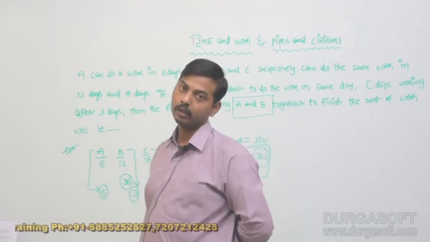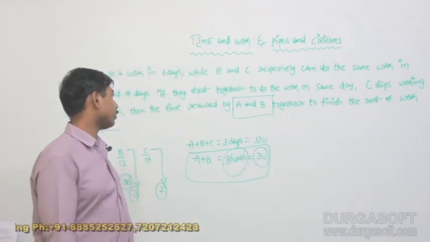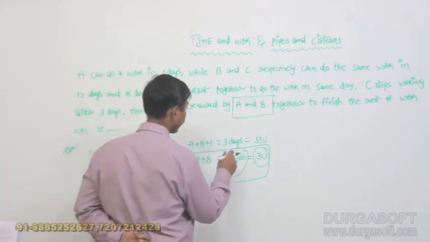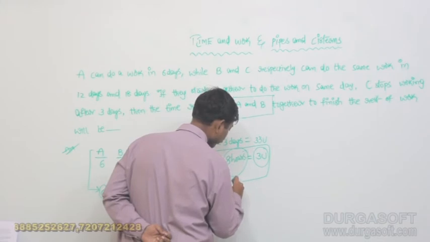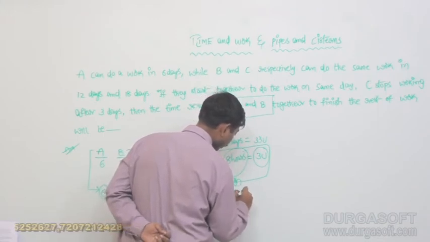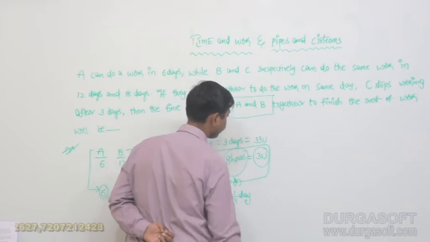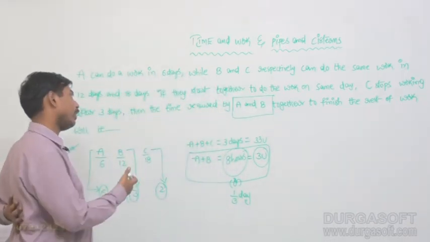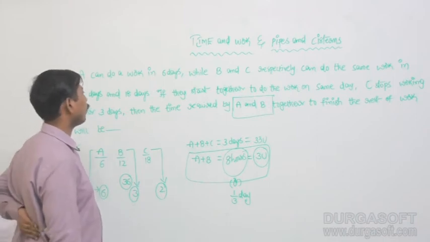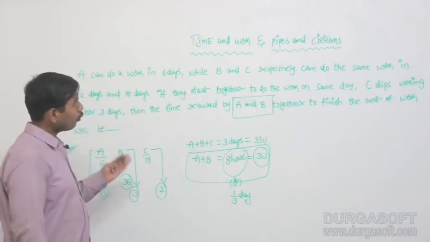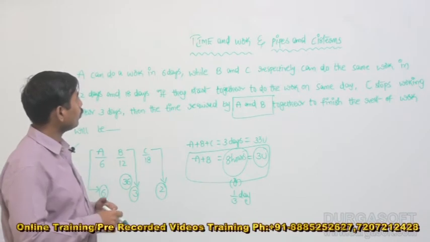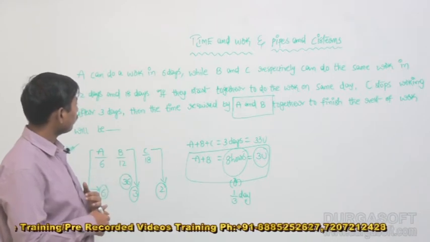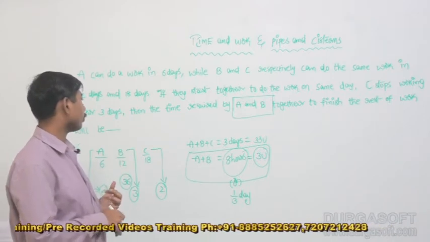Make a note. A and B working together need how many hours? They need only 8 hours or 1/3 of a day. Whatever it might be, both are the same. 8 hours or 1/3 of a day is required for these 2 people together to complete the remaining part of the work, once all the people have worked together for the 3 days, in which they completed 33 units of work. Make a note.